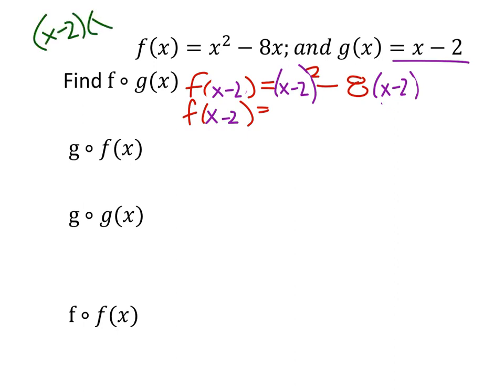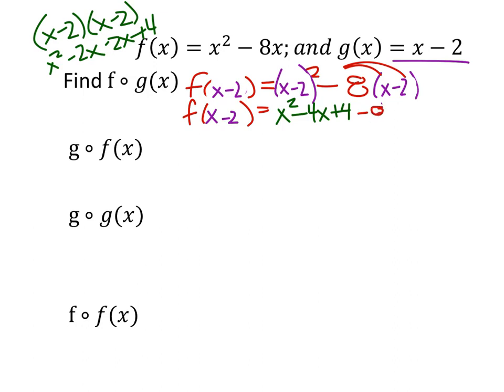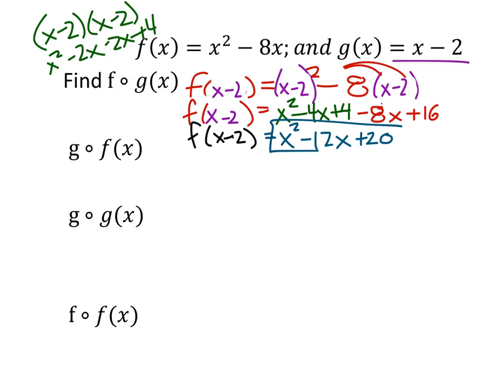x minus 2 times x minus 2 gives x squared minus 2x minus 2x plus 4. So it's really x squared minus 4x plus 4. And then we've got this negative 8 that we should distribute into that parentheses, so negative 8x plus 16. From here, we're just looking to combine like terms. So f of x minus 2 is x squared. There's nothing else to combine there. Negative 4x minus another 8x would be negative 12x. And then 4 plus 16 is 20. And that is f of g of x.